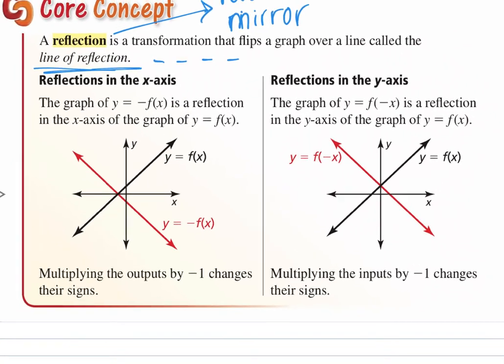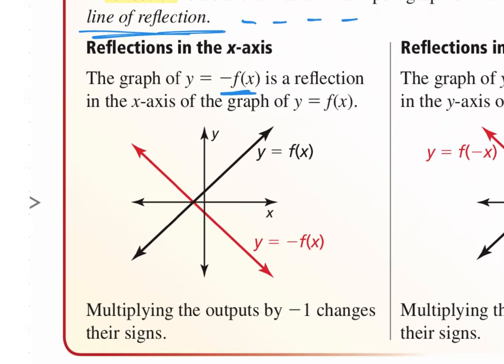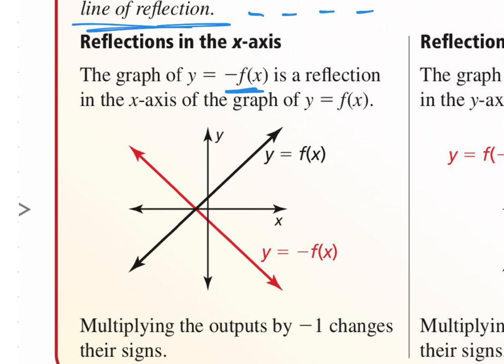Okay? Now, there are 2 types of reflections. There's a reflection over the x-axis, which is when we make y equal to negative f of x. And there's a reflection over the y-axis when we make y equal to f of negative x. So all you need to do is either make x negative or f negative, and you're reflecting it over an axis. So, in the example where we are reflecting over the x-axis, I want you to draw a line of reflection, a dotted line, at x. Okay?